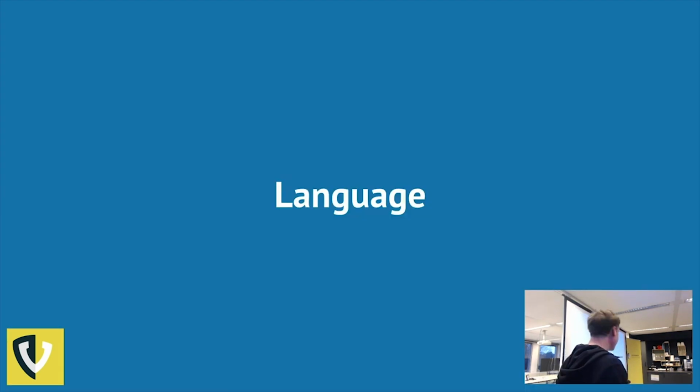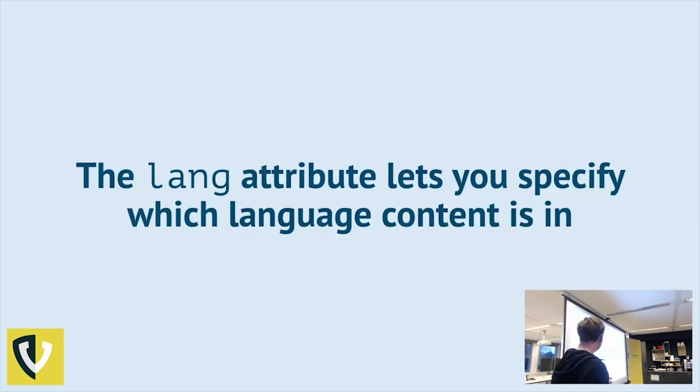Then language is another aspect of accessibility. We probably all know the lang attribute, which sits on the HTML element often. That's something that people don't always update when they make a multilingual website. It's something easy to forget as well. But with the lang attribute, if you specify the language, the screen reader can change its voice. So it can change from Dutch to English, for example.